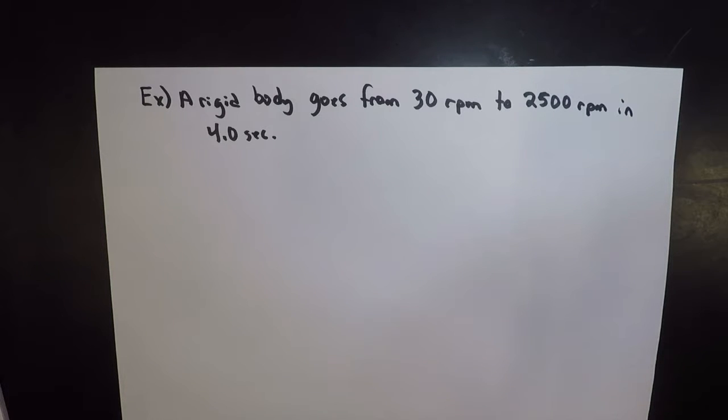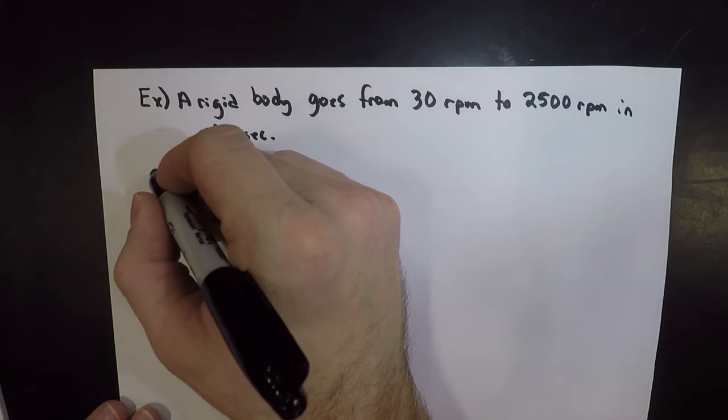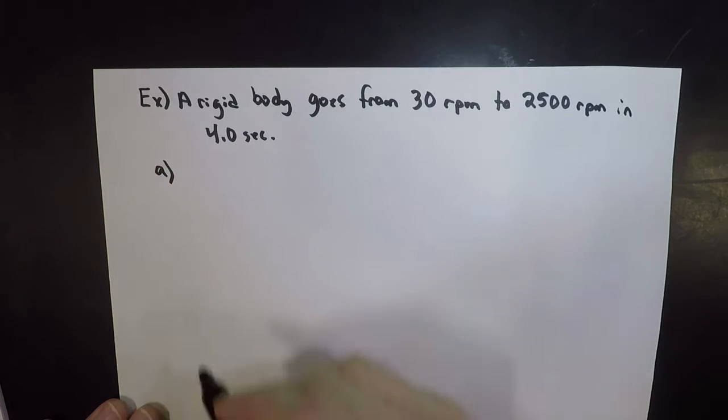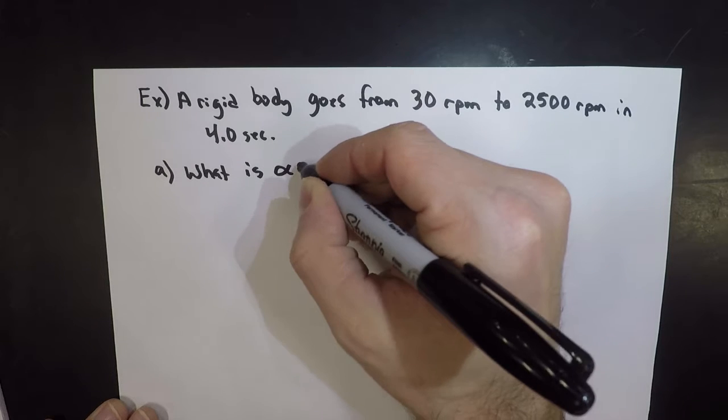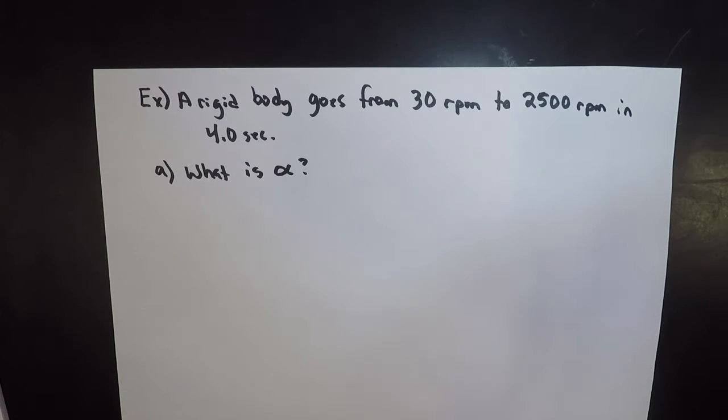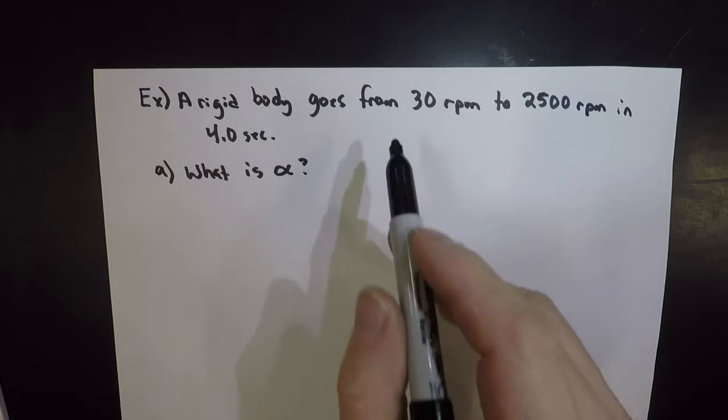Okay, so based on that, we're going to answer some questions. This will help you with your homework. So we'll break this into some parts. First part, what is alpha? What is the angular acceleration? Now, you have to be really careful if we're looking for linear or angular variables. In this case, we're given an angular variable. So let's think about what we've been told.